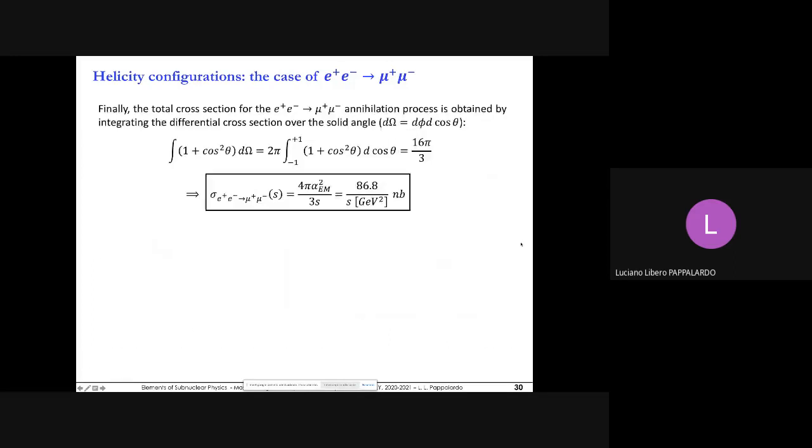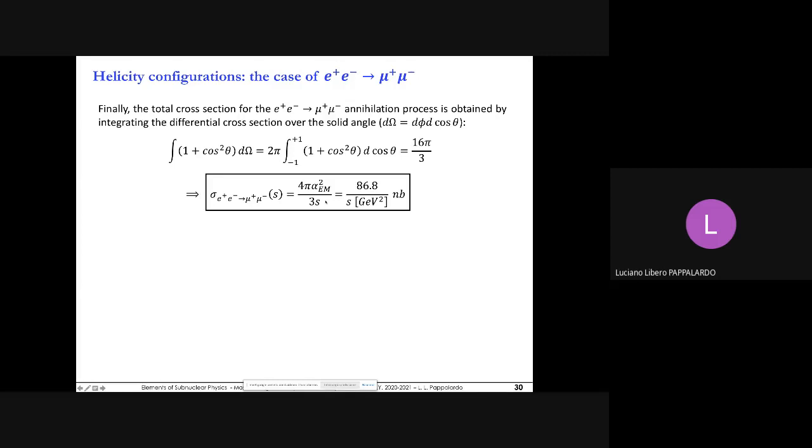Now, let's integrate this differential cross-section over the solid angle. So we have to integrate this part, which depends on theta, over the omega, which is given by the phi and the cos theta. The integral over the phi gives you a trivial 2 pi. And once you do the integral, overall you obtain this number, 16 pi divided by 3. So you substitute this into your cross-section.